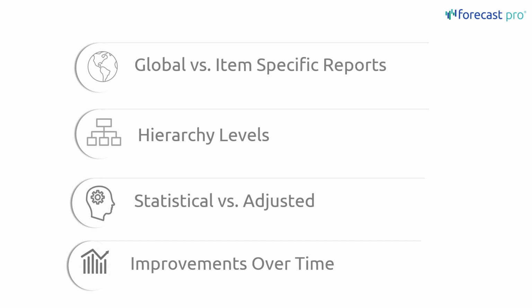And then finally, we need to look at improvements over time. We stressed this earlier in the session, but we don't want to set arbitrary targets. We want to say, hey, here's our error today. Is that error actually better or worse than it was last month or last quarter? And so we're always looking for these improvements over time. And the whole reason that we look at forecast accuracy is to try to refine and make our forecast better every time we do it.